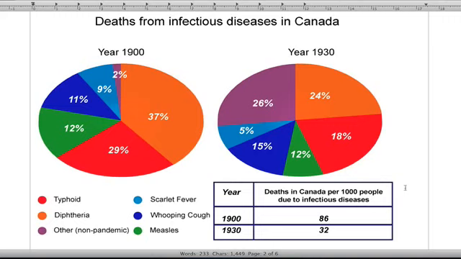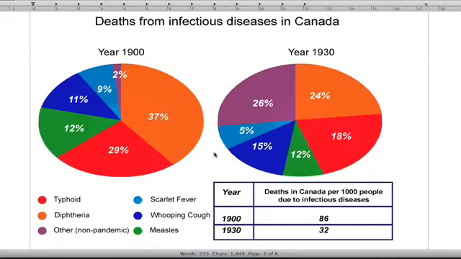It appears that the trend present between the pie charts shows a decreased share of overall infectious disease deaths among several of the diseases, except for, I guess, other non-pandemic, measles and whooping cough. And this information is obviously skewed by the fact that overall deaths due to infectious diseases drops significantly.